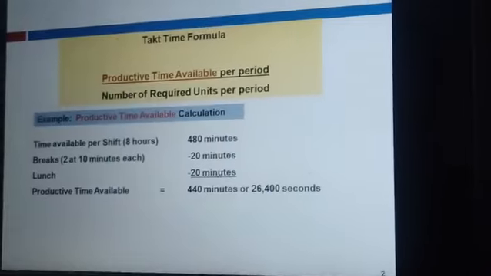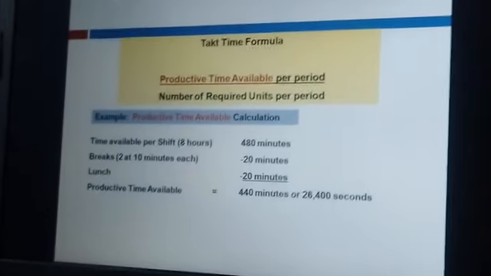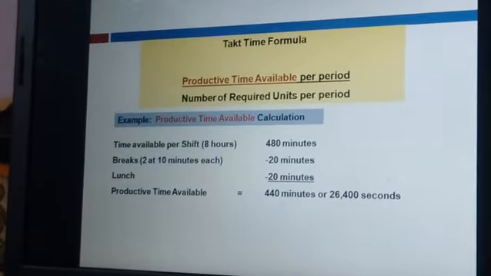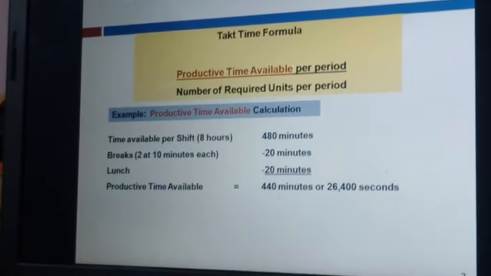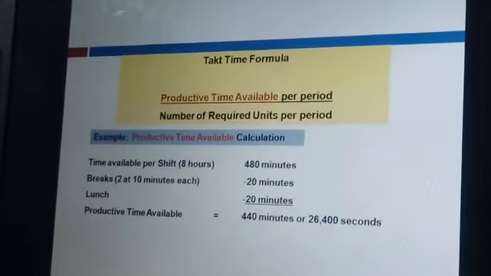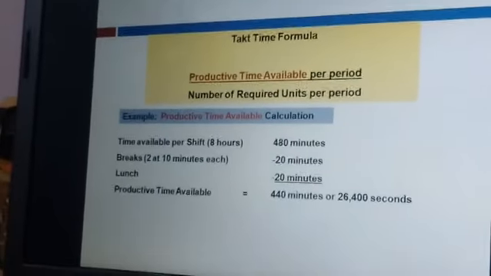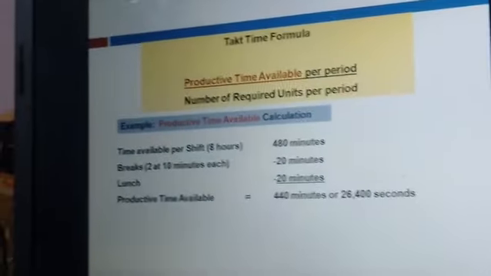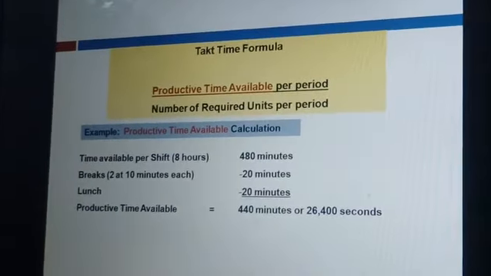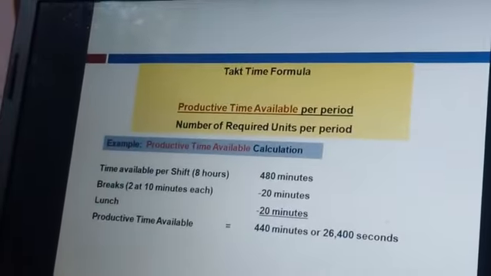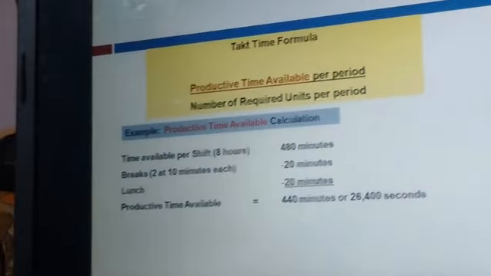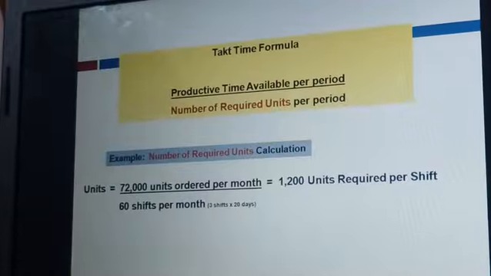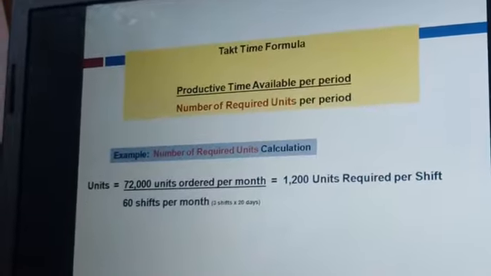As per lean manufacturing, how is takt time calculated? Takt time means productive time available per period divided by the number of required units per period. For example, the productive time available calculation: the time available per shift is 8 hours, that is 480 minutes. Breaks, 2 at 10 minutes each, so 20 minutes. Lunch 20 minutes. So the productive time available is 440 minutes, or 26,400 seconds.